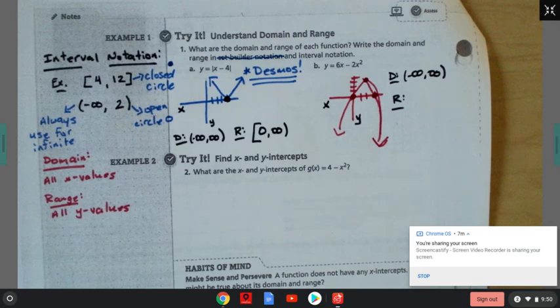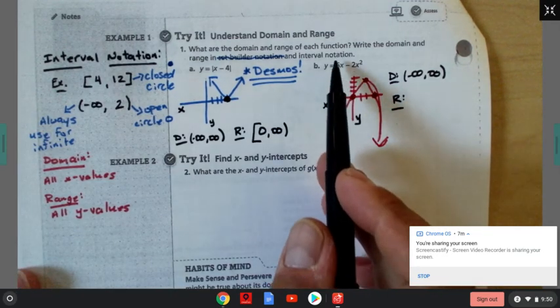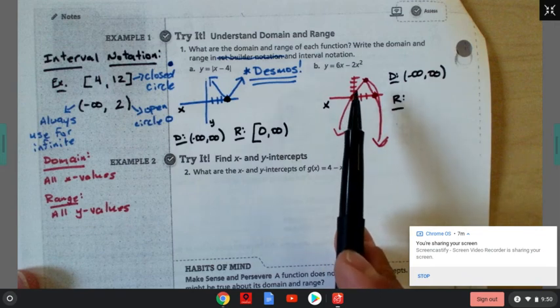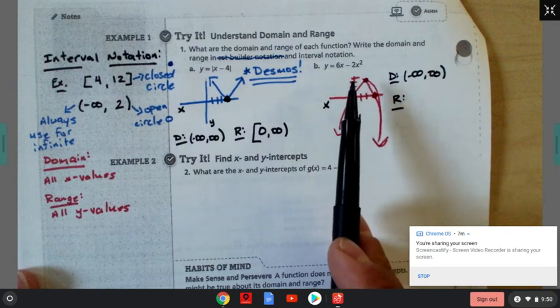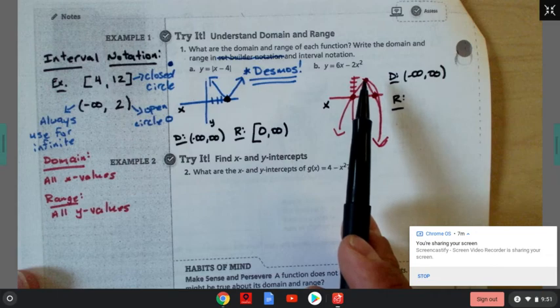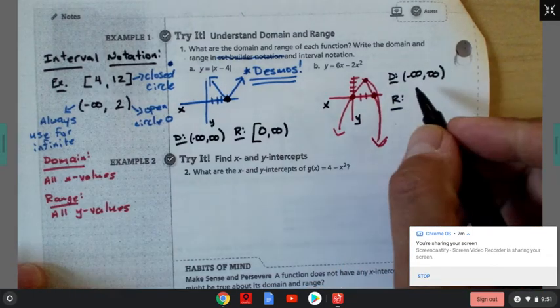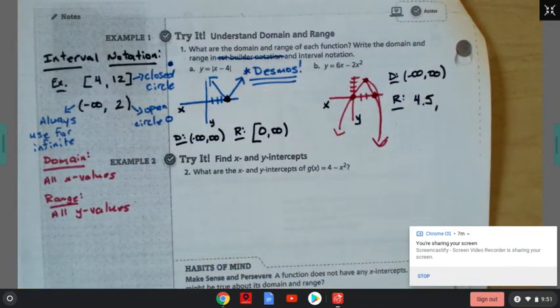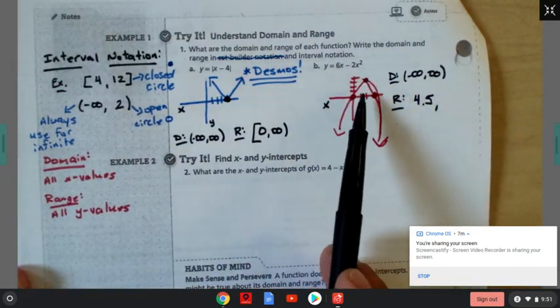And the range is the up and down part. So that's the y value. That's up and down. So the highest this gets, I know it's kind of hard to tell. On your Desmos, you'll be able to see it easier. But the highest this graph gets is 4.5. So it goes from 4.5, and then it goes down forever.